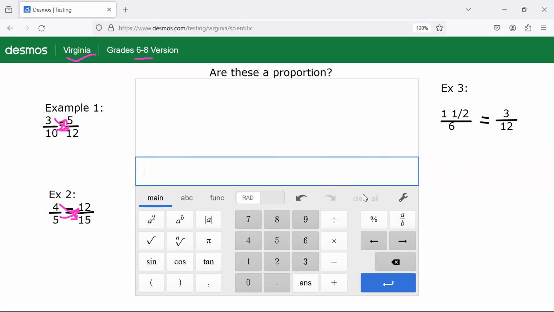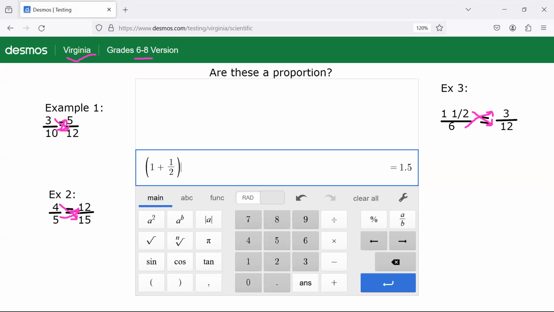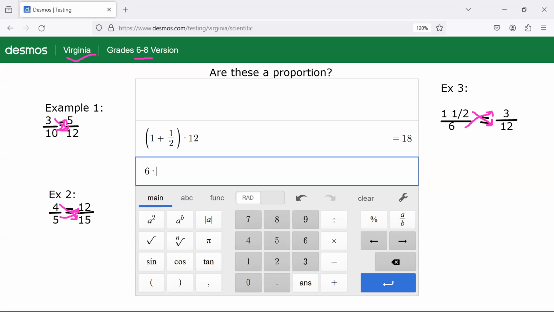So our last one is kind of a unique situation. So again, you can use cross product. We just have to be careful here for how we enter this because we have a mixed number. And so what I would suggest is use parentheses. So if you have a mixed number, that's really the whole number plus the fraction, and then times the other number, and then 6 times 3. So we get 18 over 18.